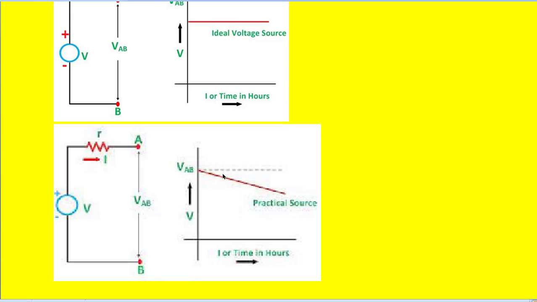So that is the reason the terminal voltage changes or falls with current flowing in the load. Instead of staying flat like this, it is falling like this. As the load current increases, the voltage drop I into R also increases. Automatically the terminal voltage also reduces.